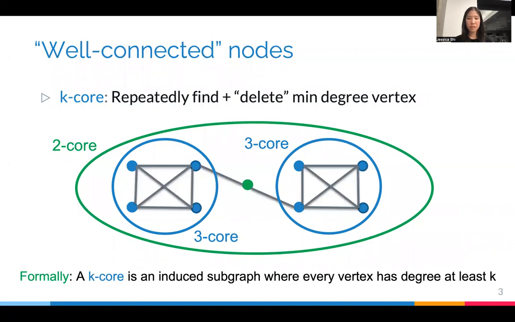So a k-core is an induced subgraph where every vertex has degree at least k. And in the algorithm, we repeatedly find and remove the vertex with the minimum degree, and this will reveal the successive cores of the graph. So for instance, in this graph here, every vertex has degree at least 2, so the entire graph is contained within a 2-core. And if we remove this green vertex, which is the vertex of minimum degree, we see that we're left with these 2 disconnected subgraphs where every vertex has degree at least 3, and so these are 2 disconnected 3-cores of the graph. And in some sense, these 3-cores form nice clusters.